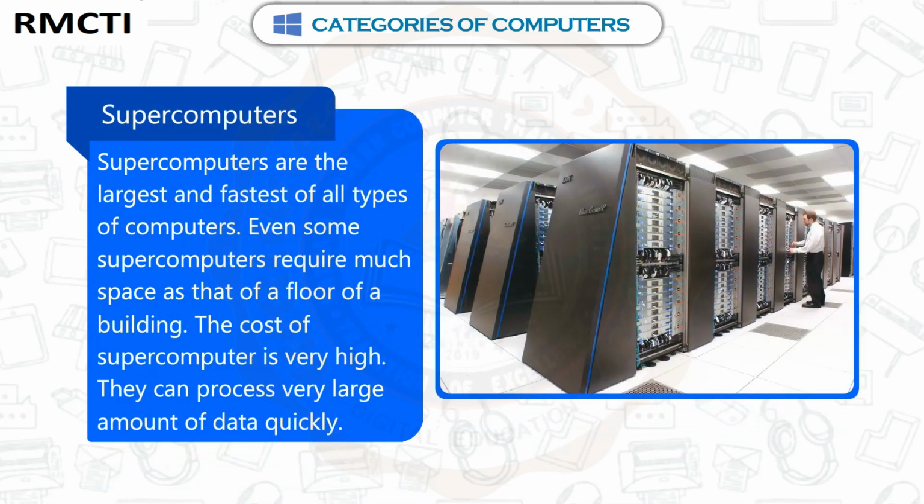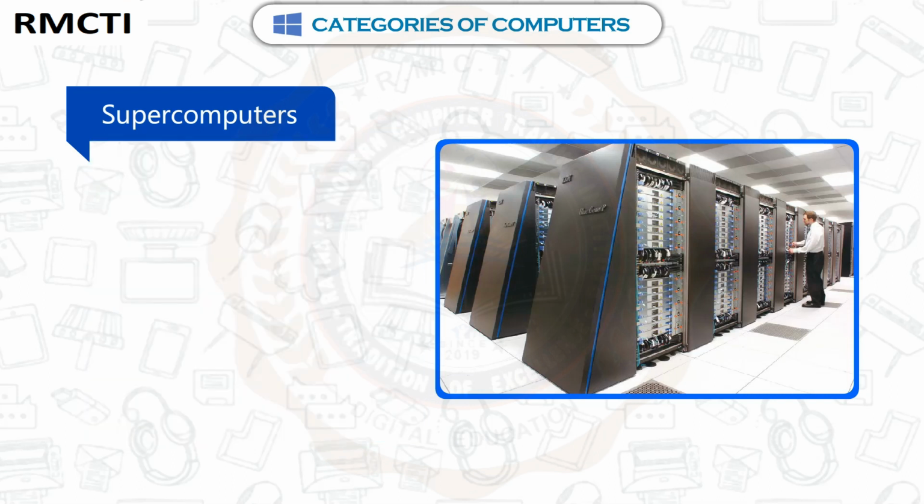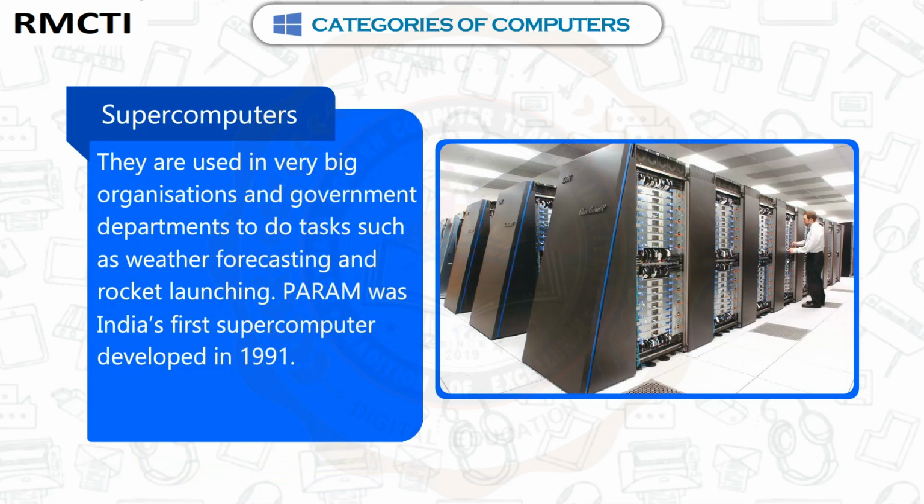Supercomputers. Supercomputers are the largest and fastest of all types of computers. Even some supercomputers require as much space as a floor of a building. The cost of a supercomputer is very high. They can process very large amounts of data quickly. They are used in very big organizations and government departments to do tasks such as weather forecasting and rocket launching.